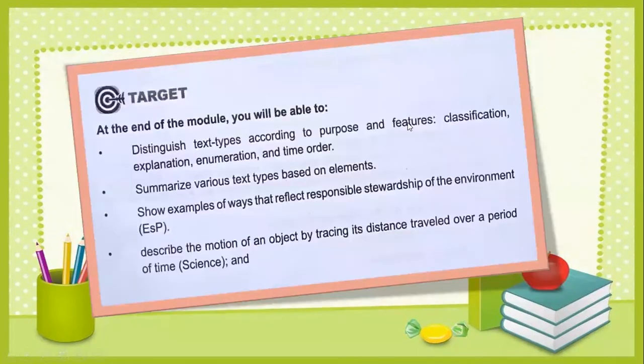Now, let's have the target or the objectives of this module. At the end of the module, you will be able to distinguish text types according to purpose and features: classification, explanation, enumeration, and time order. Summarize various text types based on elements. Show examples of ways that reflect responsible stewardship of the environment.